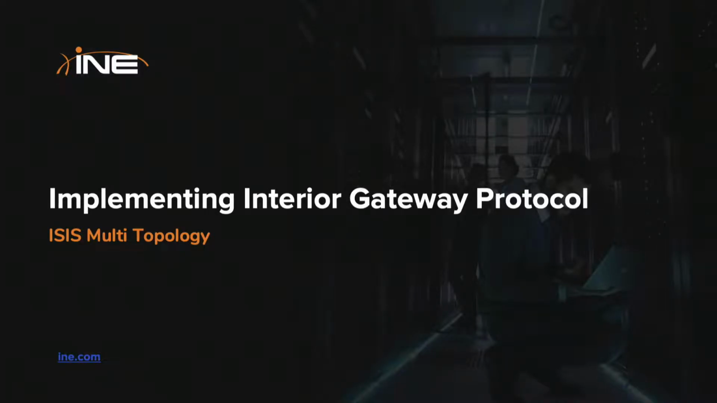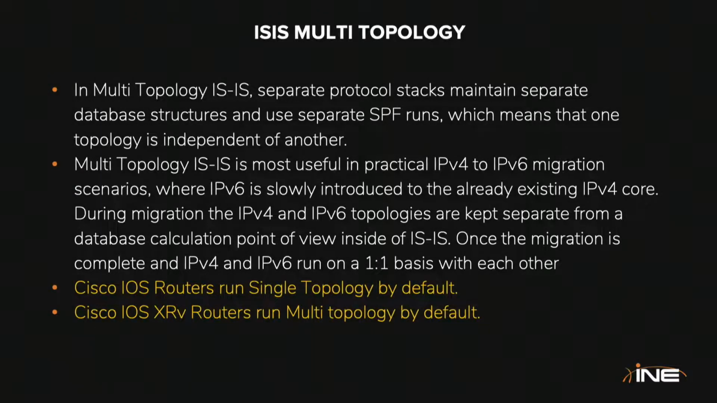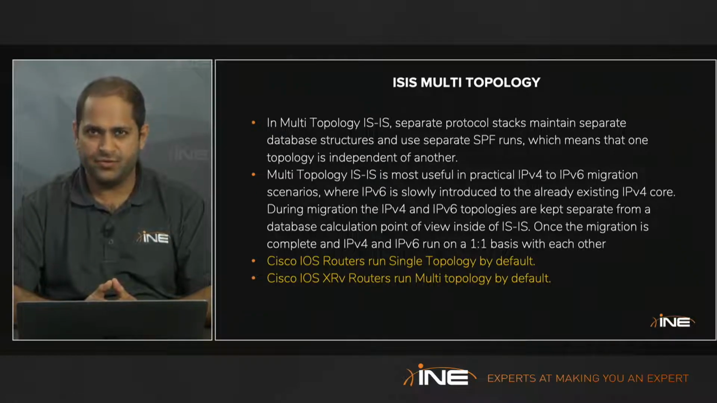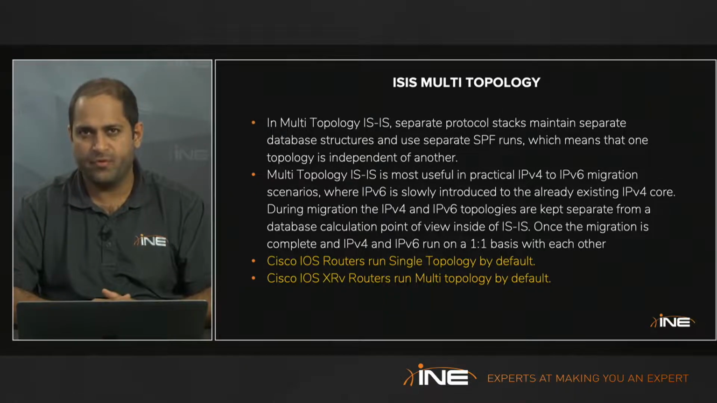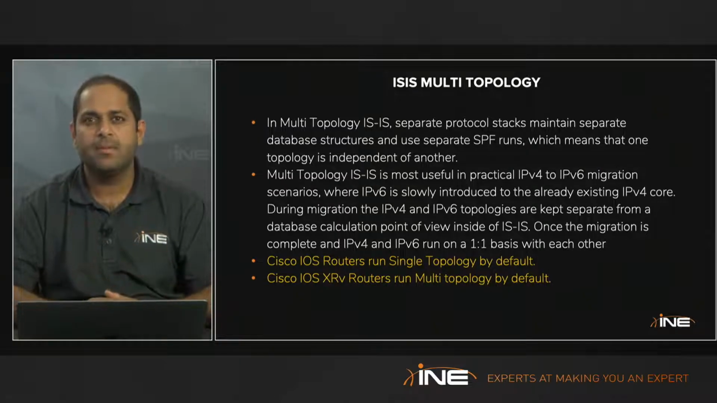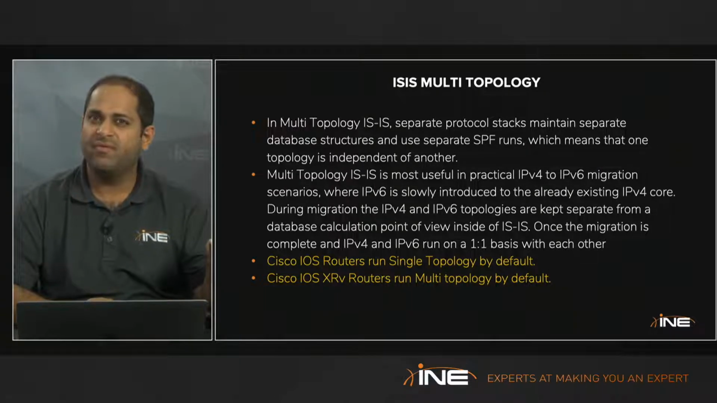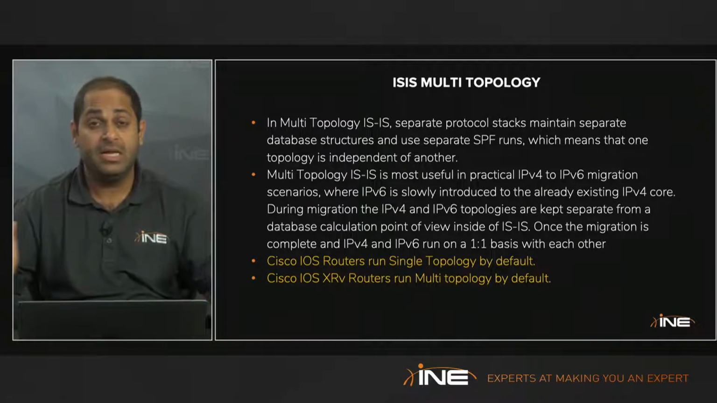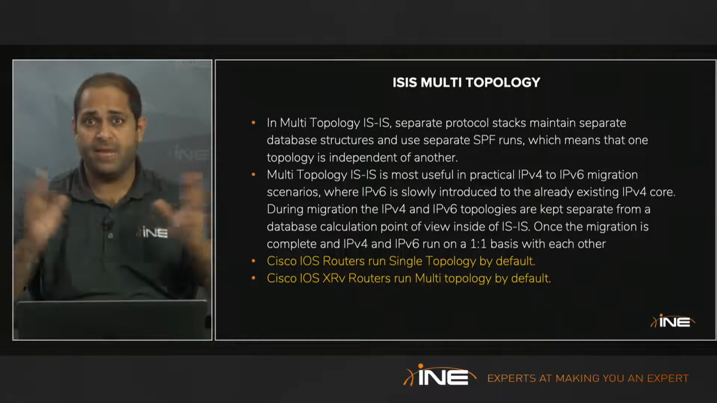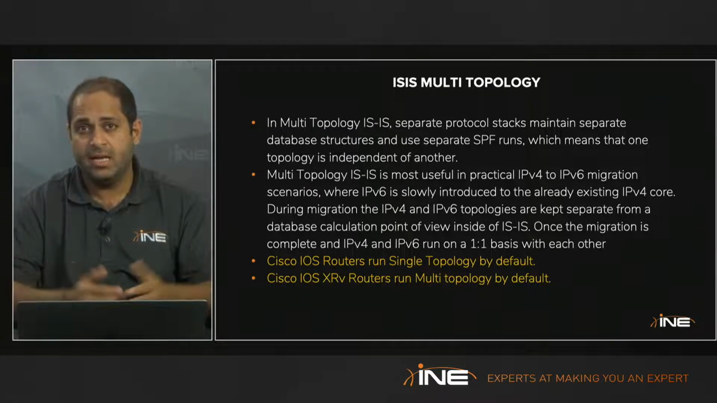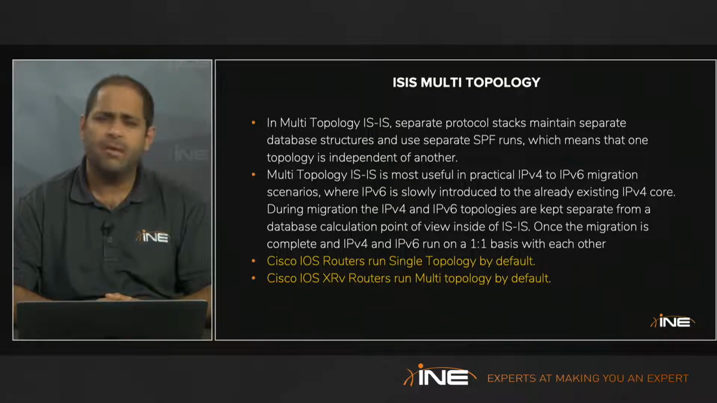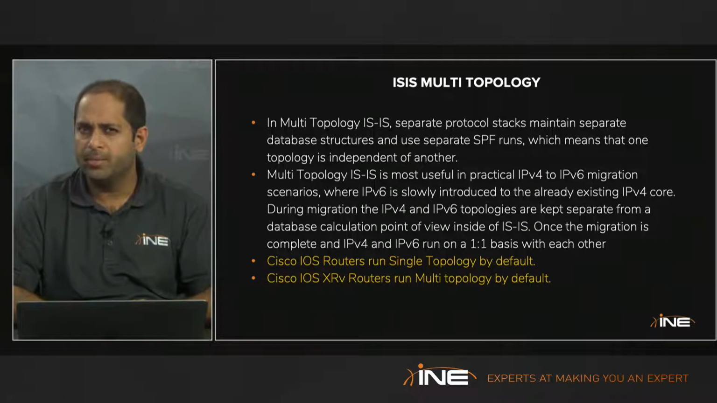Today in this course we would talk about ISIS multi-topology. Now in multi-topology basically there are two separate protocol stacks, two separate SPFs run, separate for IPv4 and separate for IPv6. They both are independent of each other. So an IPv4 path could be a separate path, an IPv6 path could be a separate path, because they're completely independent of each other. Two separate databases are going to be basically maintained, and SPF is going to be run separately for each other.